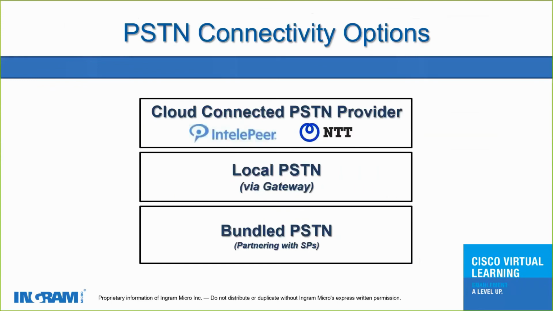As far as connectivity options, we do have the cloud connected PSTN provider option that is already rolled out for the solution. There's IntelliPeer and NTT. There's also a local PSTN gateway, so if you also want to run the ISR 4000 in this solution, you can. You can put that at the customer site, and then they can have the lines come into their site and then push out to the cloud. And then there's also the bundled PSTN option. That's when you're partnering with service providers. So the service provider is providing that at that point.